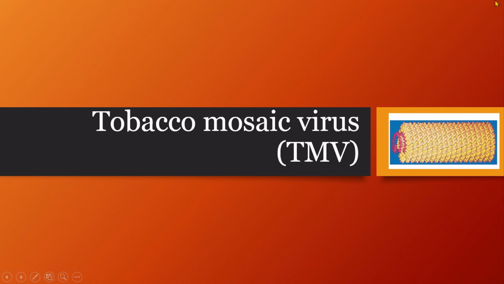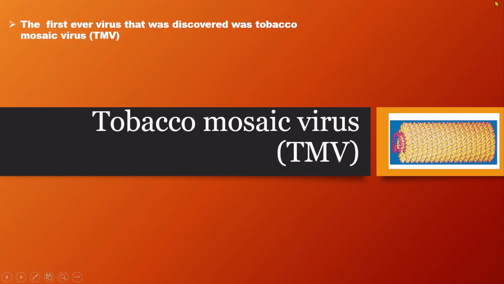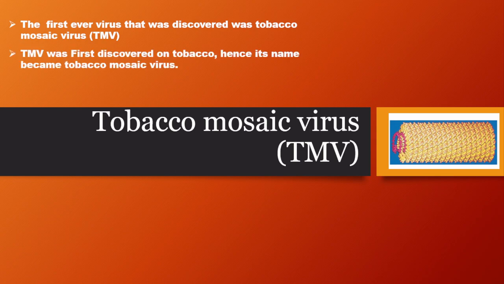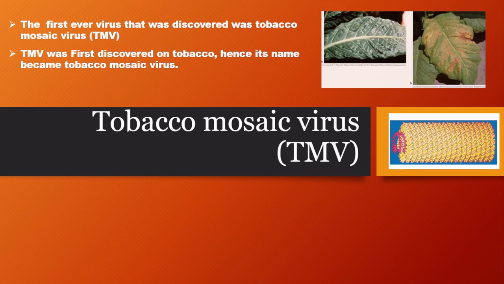Tobacco mosaic virus, or TMV. The first ever virus that was discovered was tobacco mosaic virus. TMV was first discovered on tobacco, hence its name became tobacco mosaic virus.